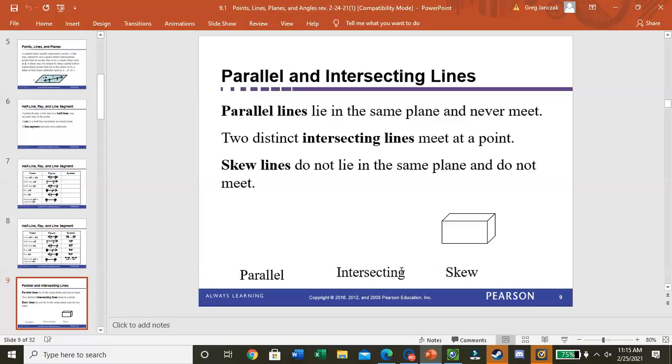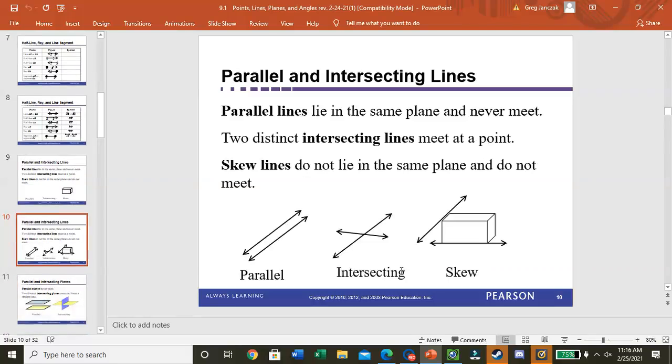All right, parallel lines are on the same plane and never meet. So I always like to use the expression of railroad tracks, right? So parallel lines, they're on the same plane, right? So you can put these markers up on the board, and they're on the same plane, no matter how you look at it. Whereas intersecting lines are still on the same plane, but they meet at a single point. They don't have to be perpendicular, they can be angled.